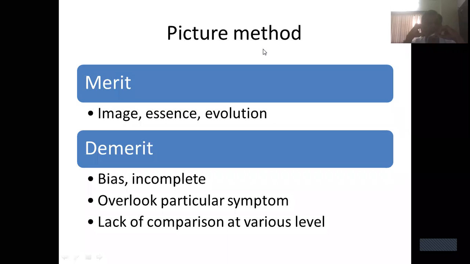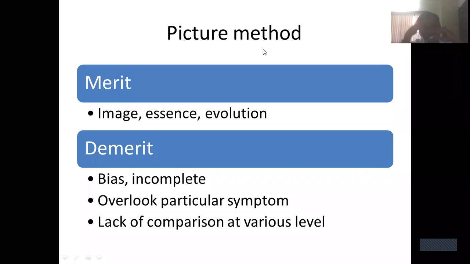Then the second demerit is that this picture type of study of materia medica usually overlooks particular symptoms, because their only objective is to create an image of a whole person in the reader's mind: how that remedy will behave in health, how that remedy will walk, how that remedy will talk, how that remedy will behave in society, how that remedy will behave in the house, how that remedy will behave at the level of work. So their objective is to give a complete picture, and this picture method is usually a follower of the Kentian school of philosophy, which always emphasizes more on the general symptoms.